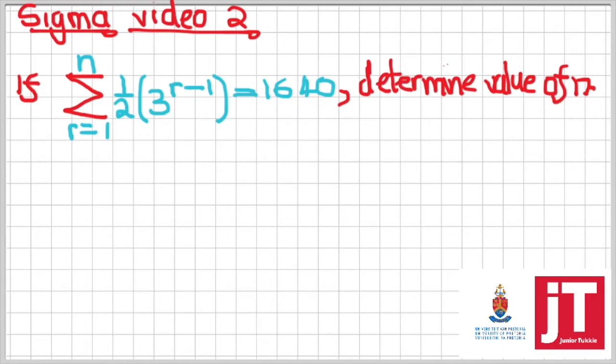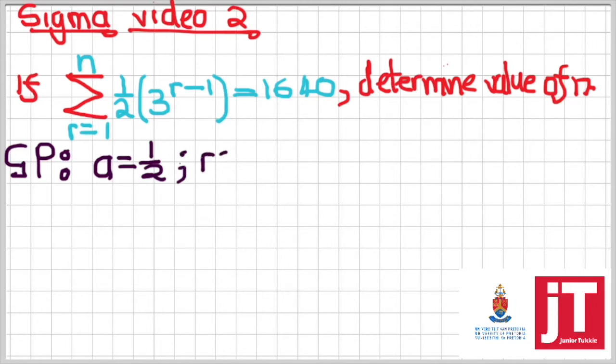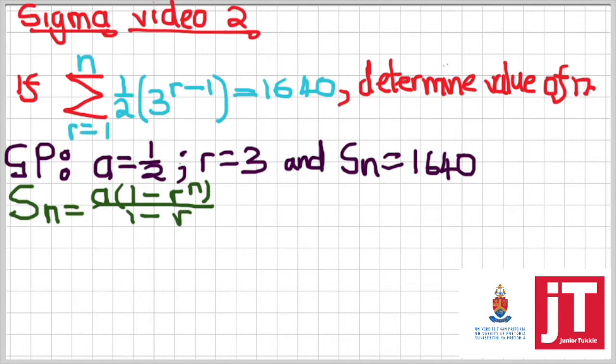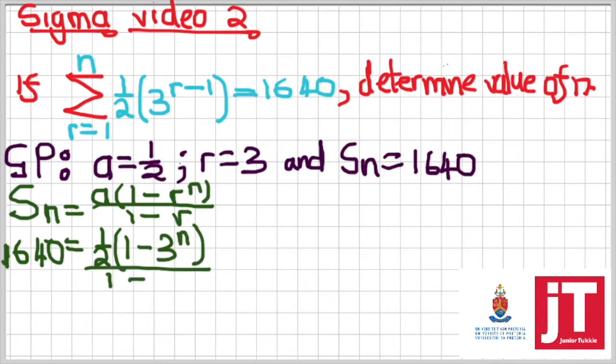For starters, you need to recognize that it's a geometric progression and that your a value is equal to a half and that your common ratio is equivalent to 3. And more importantly, your Sn is equal to 1640. Very important. Immediately, we're going to use the Sn formula, which is a into 1 minus r to the power n over 1 minus r, representing the formula for a geometric series. Thereafter, we do our substitutions. We get 1640 is equal to a half 1 minus 3 to the power n over 1 minus 3.